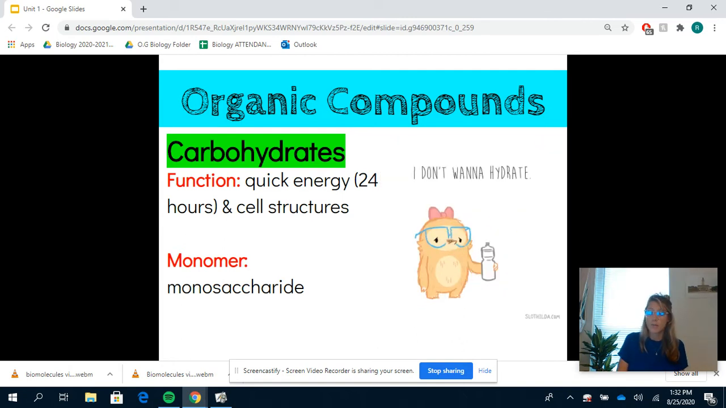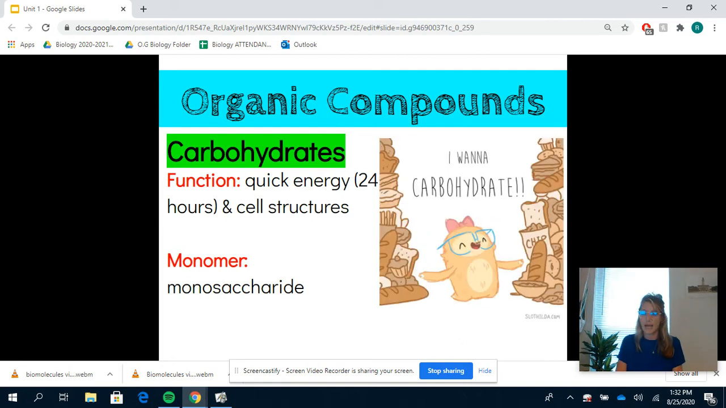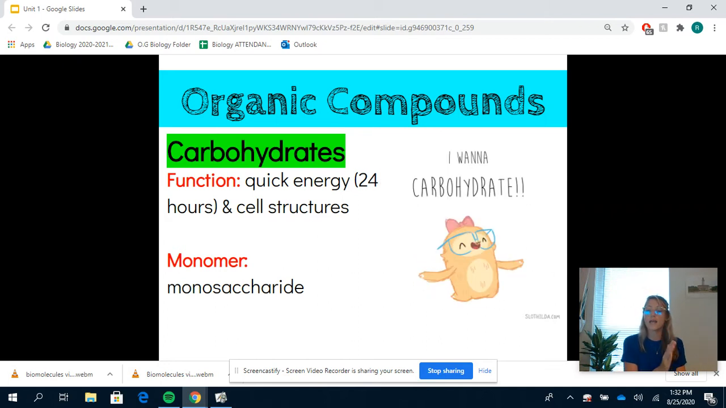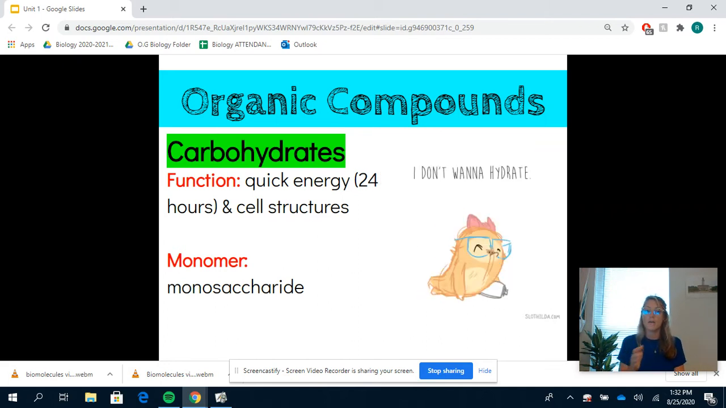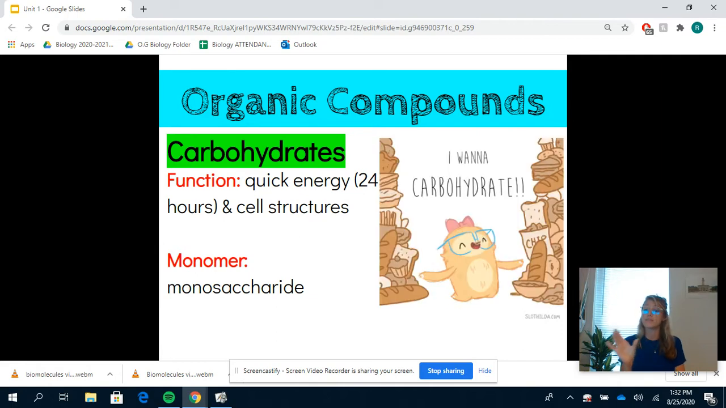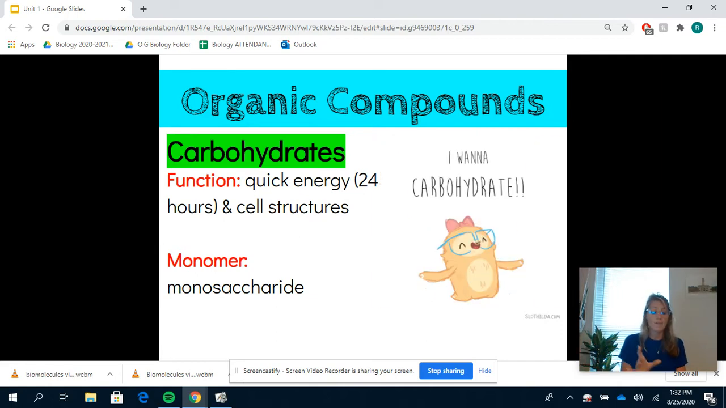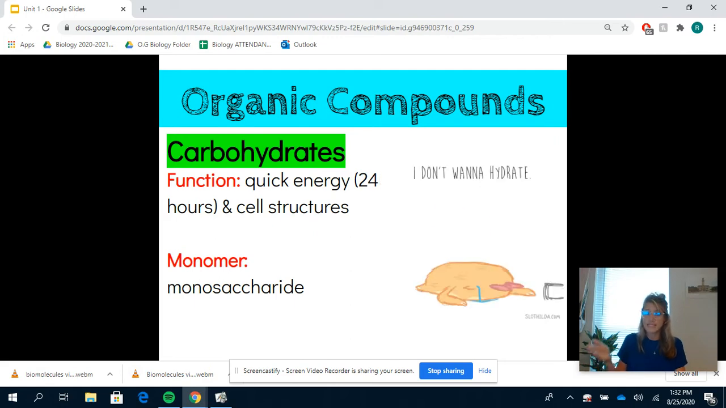The monomer for carbohydrates is known as monosaccharides. Mono means one, saccharide means sugar. A monosaccharide is a monomer. Therefore, if we put many monosaccharides together, we get polysaccharides. Polysaccharides are another name for carbohydrates.